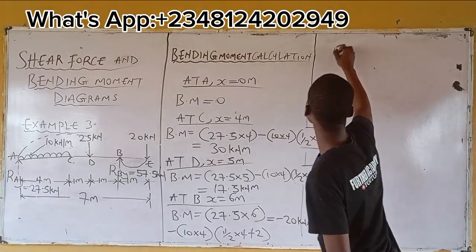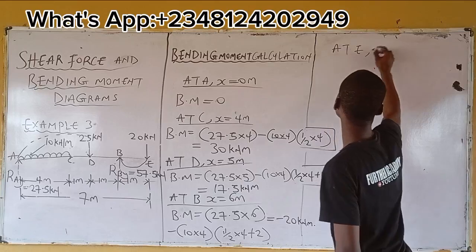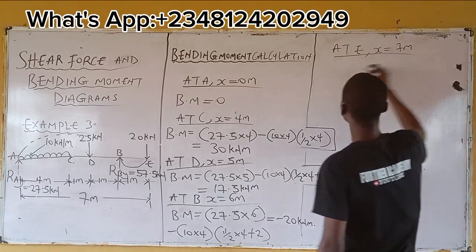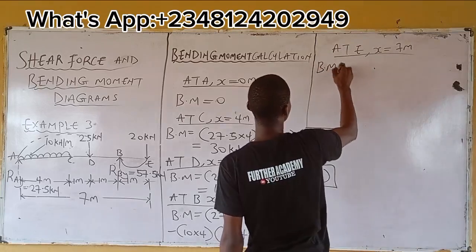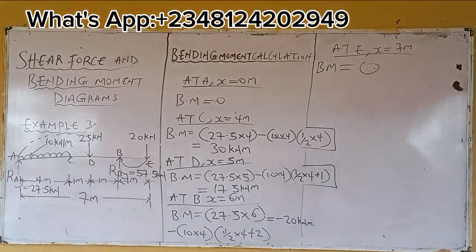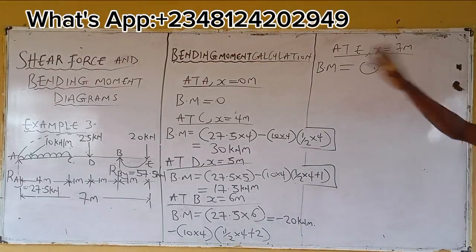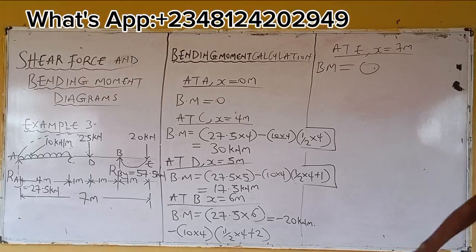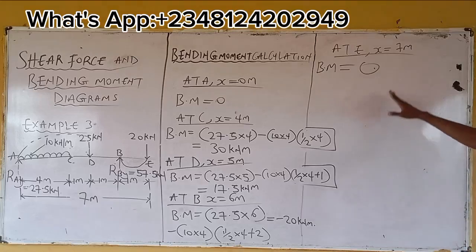The next point at E, what's the value of X? 7 meters. The bending moment value becomes, without solving, 0. Just because we know that bending moment must end with 0. If it does not end with 0, you are doing rubbish, just like the way we've seen that we did rubbish before. So now, just to show that I know what I'm doing, let's write it out.